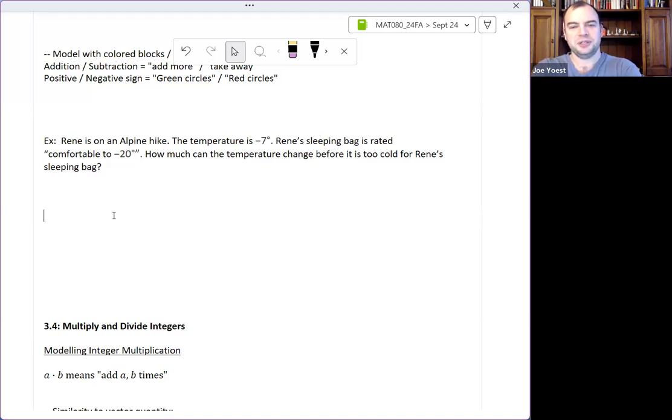Now, one thing that makes this difficult is that the numbers are negative, right? I have an outside temperature that's -7 and a sleeping bag that's rated comfortable to -20 degrees. So if you see the strategy for this problem right away, great, go for it. But one thing that we can do when we have a problem that's a little more challenging like this, we have negative numbers, we're not really sure whether we want to add or subtract them.